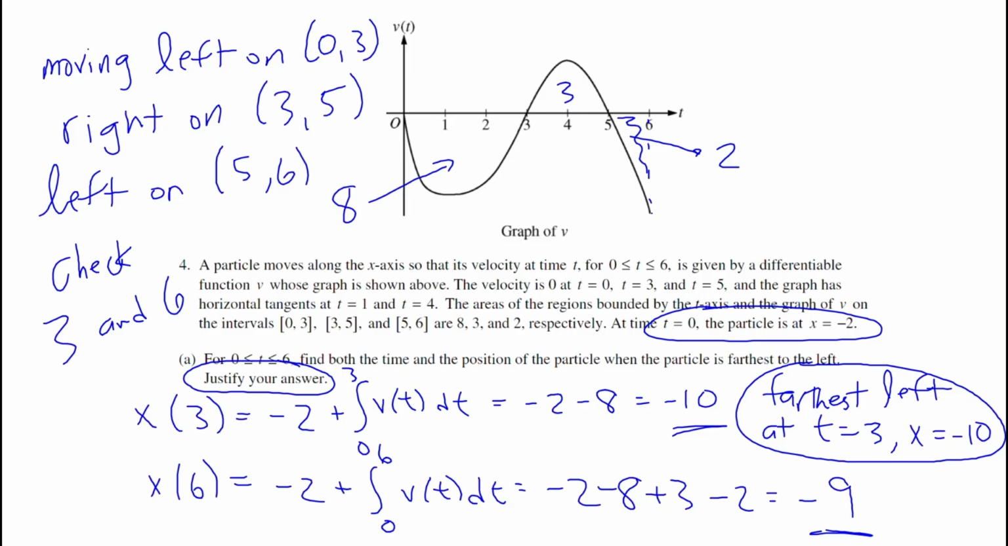You got 3 points for this. 1 for just identifying that t equals 3 was a possibility. 1 for considering the integral from 0 to 6, so the endpoint. And then 1 for the conclusion here with a bit of justification up here.